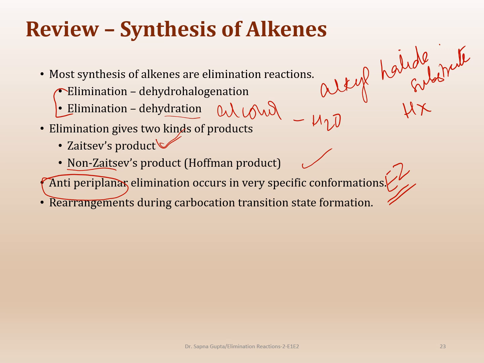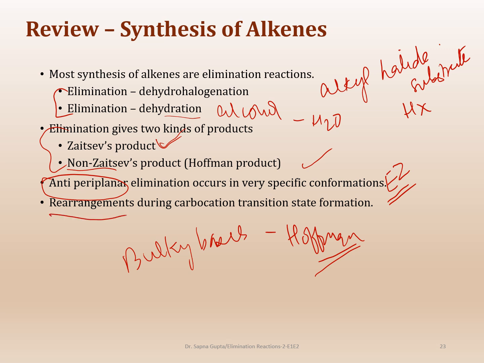So when you have an E2 mechanism, you have to worry about these things. Somewhere here you may want to write that if you have bulky bases, bulky bases will give you more of the Hoffman product. If you want to write that somewhere, you can do that too. And then of course, if you have a carbocation, you're going to get rearrangement. There's nothing you can do about that.